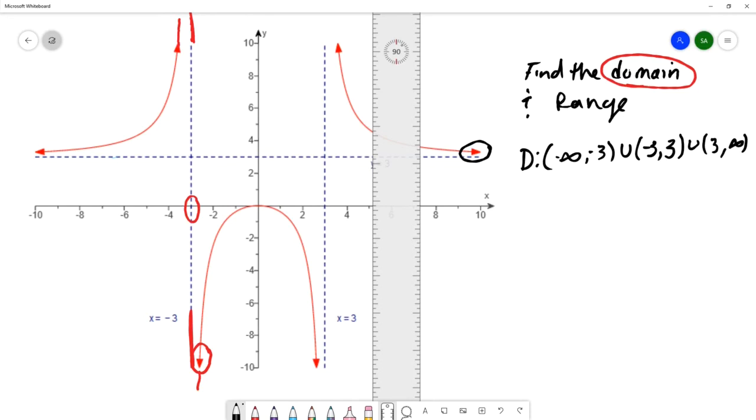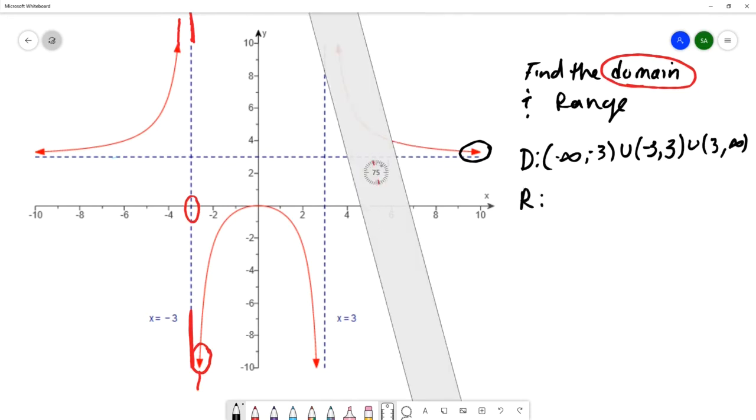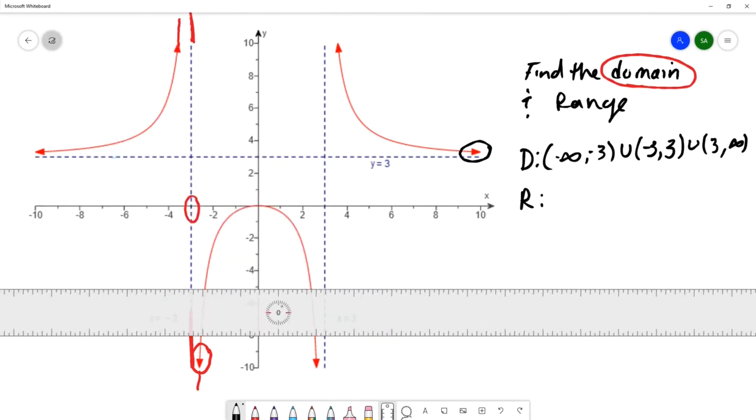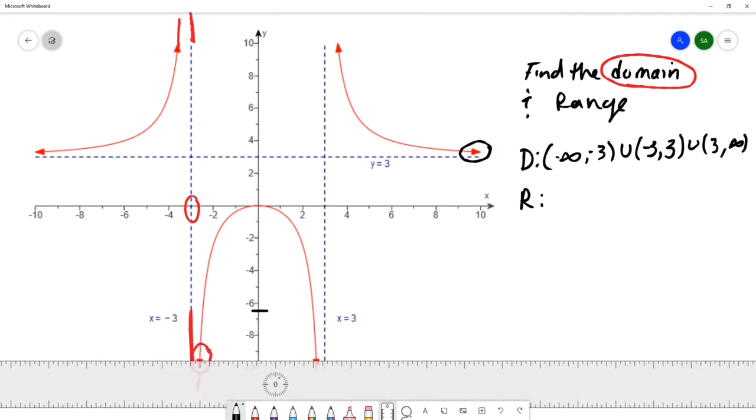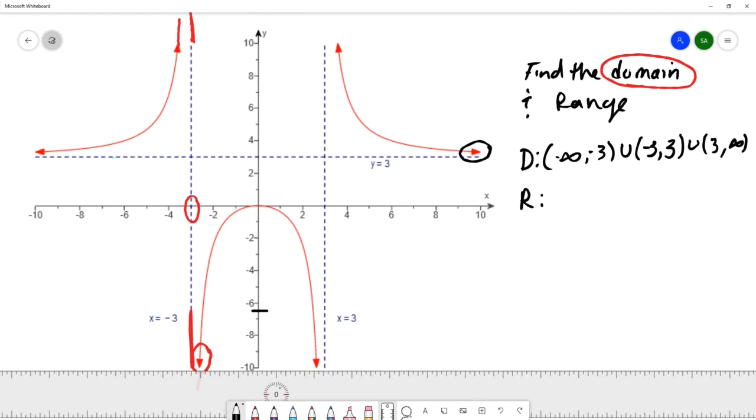So then I want to find the range. With the range, we're going to hold our ruler horizontally, because holding it horizontally will point to the y scale. So once again, I'm at the bottom. Interval notation goes smallest to largest, and with the y scale, that's bottom to top.